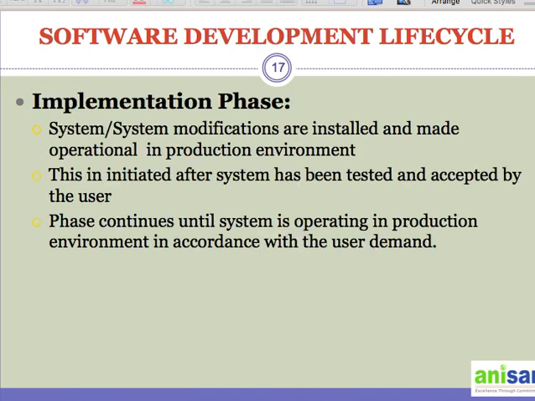And next is basically the implementation phase. In the implementation phase, as you already know, the solution is installed or made operational in the production environment or the user community where the users start interacting. This is initiated after the system has been tested and accepted by the users. Then the phase continues until the solution is operating in the production environment in accordance with user demand. So that is basically your implementation phase.